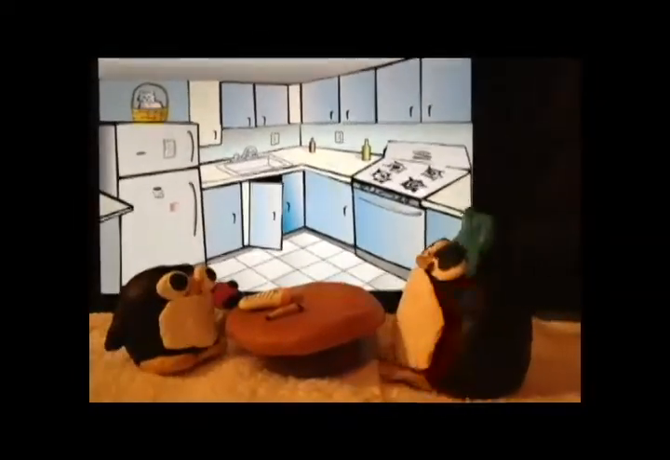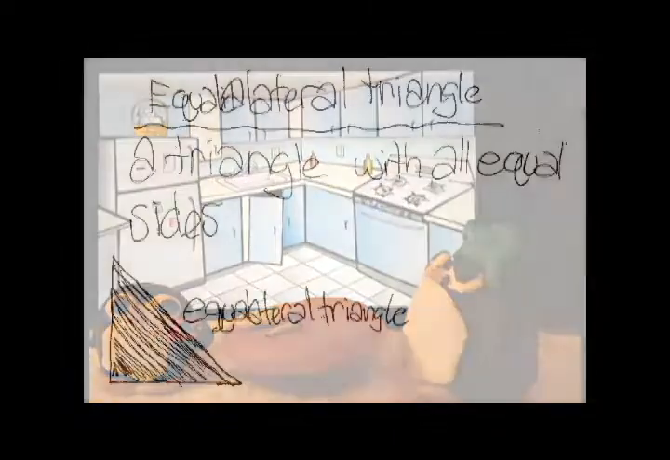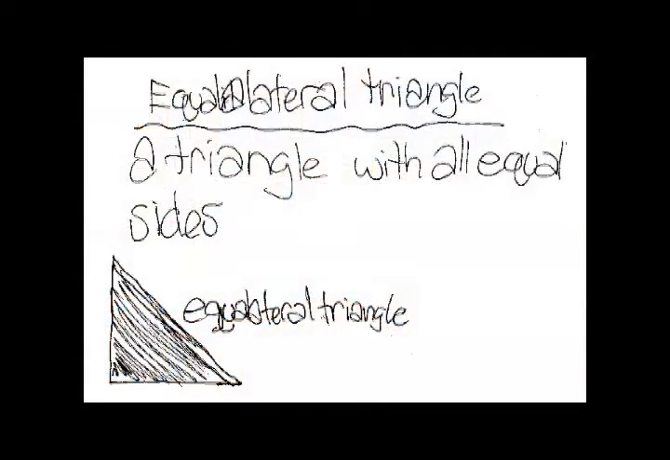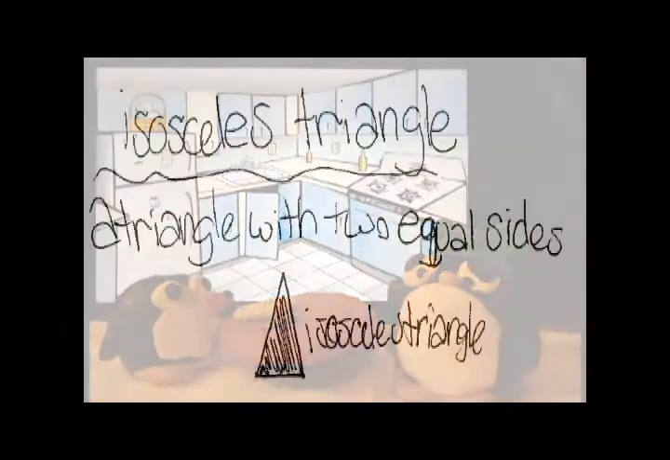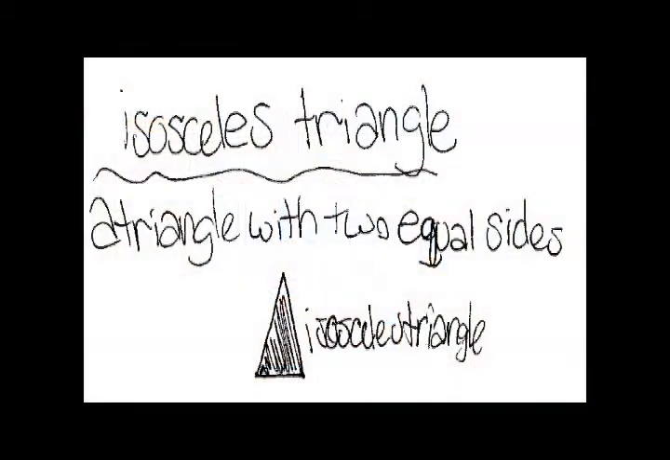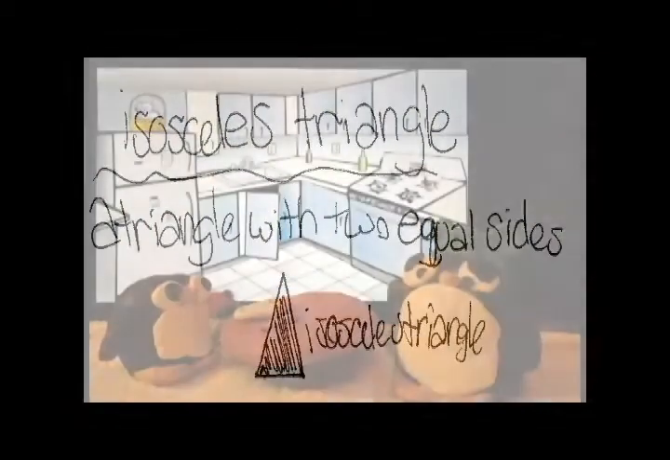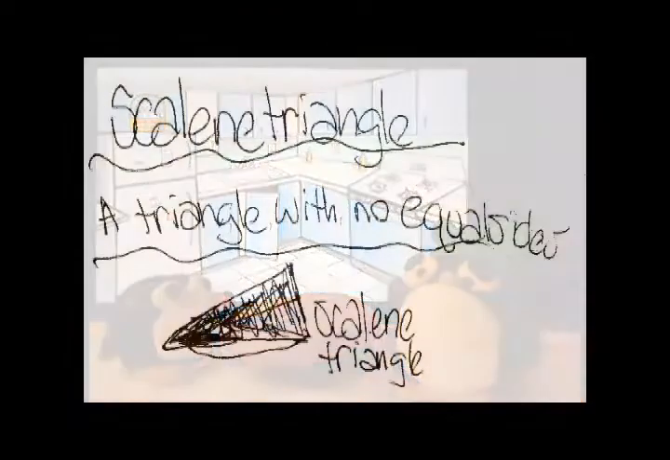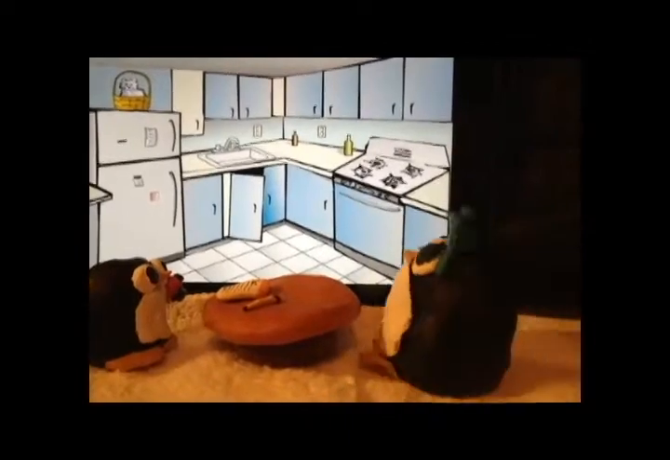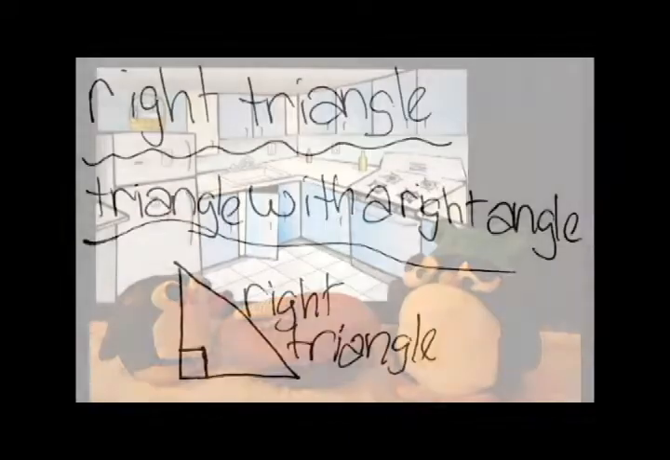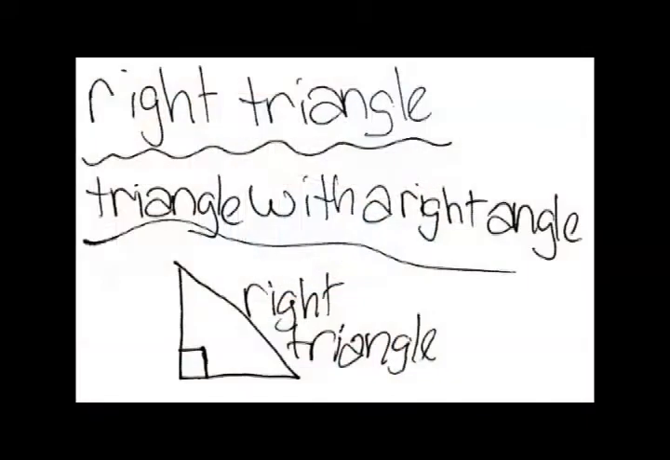An equilateral triangle is a triangle with all equal sides, like this. An isosceles triangle is a triangle with 2 equal sides, like this. A scalene triangle is a triangle with no equal sides, like this. A right triangle is a triangle with a right angle, like this.